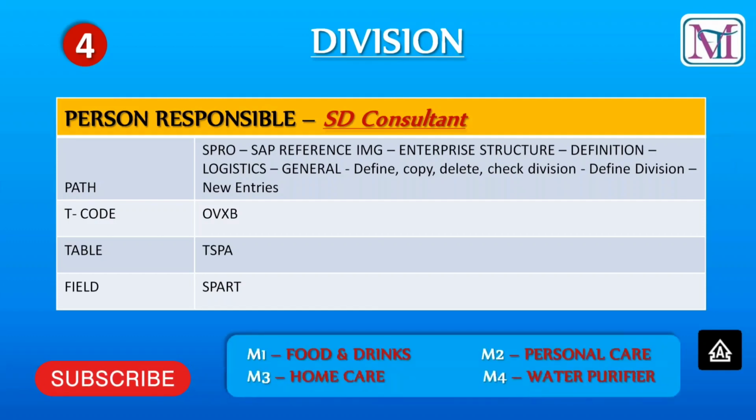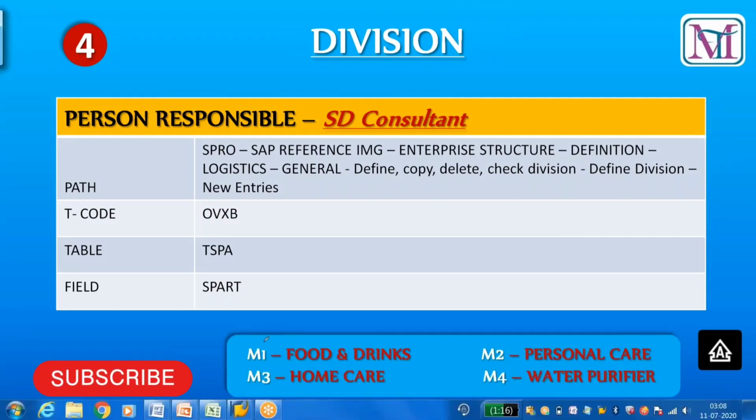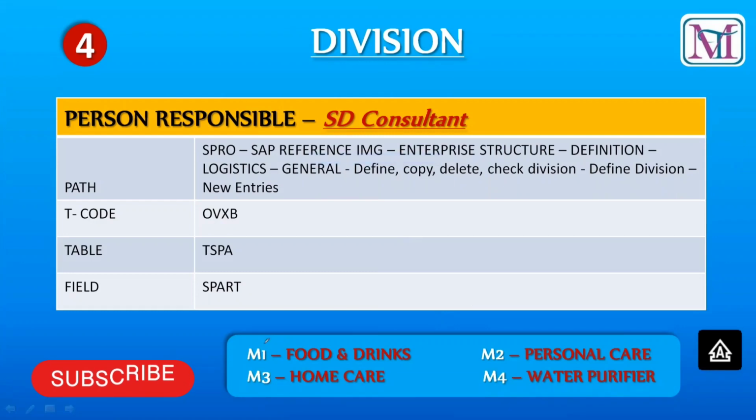So for our project, guys, we have 4 divisions. What are those? First one is food and drinks, personal care, home care, and water purifier. So guys, SD consultant is responsible to define division, and here we have 4 divisions.